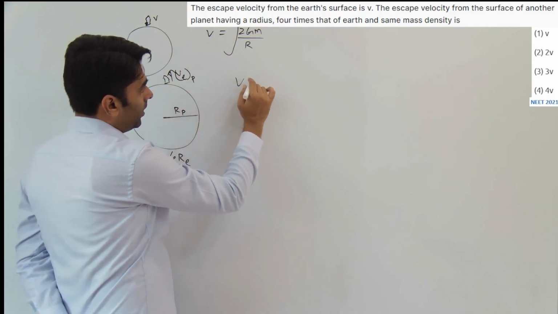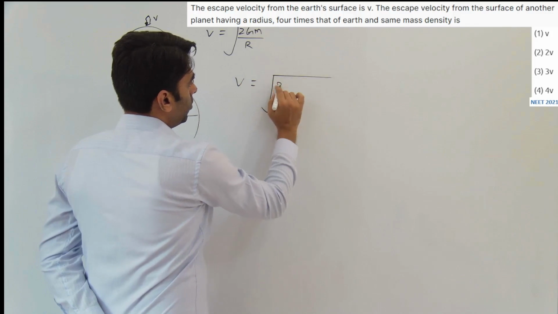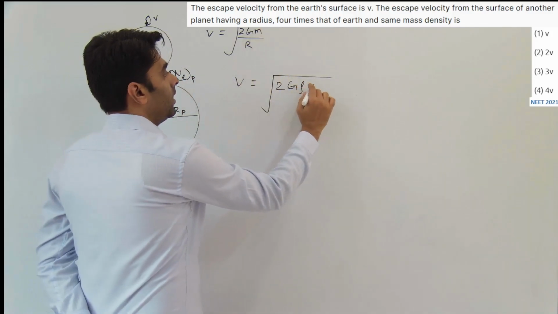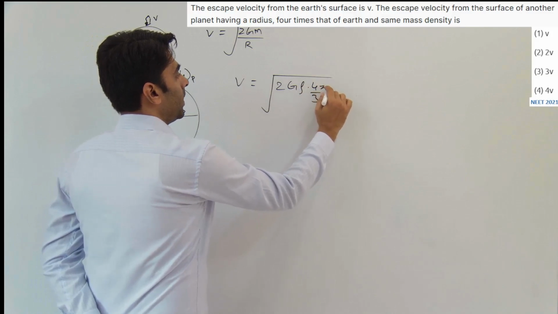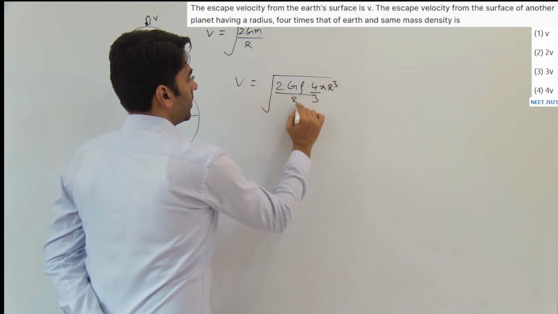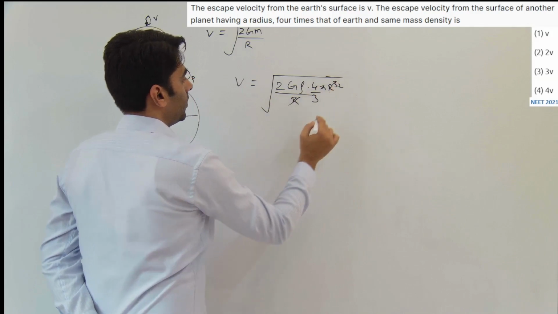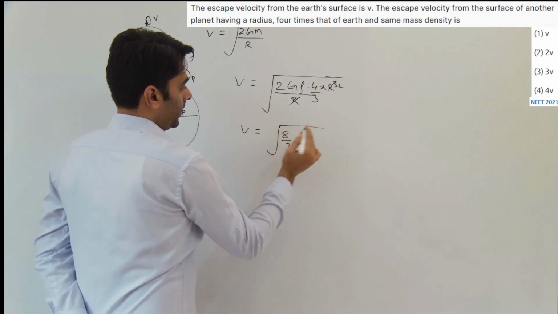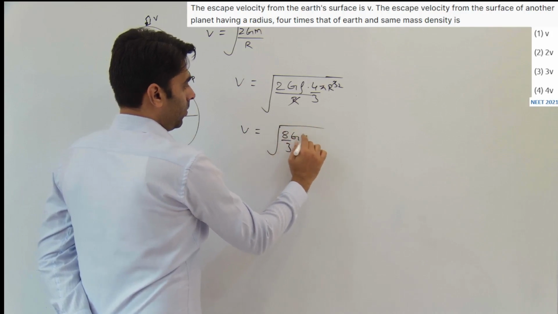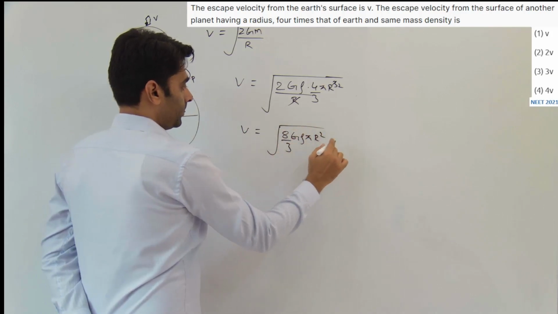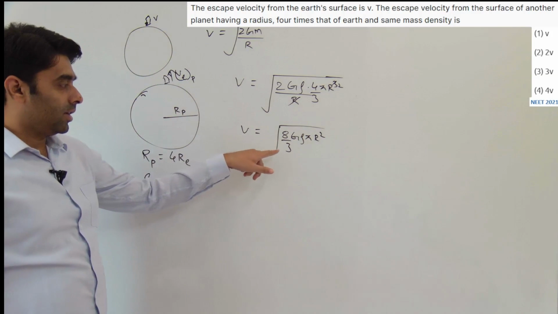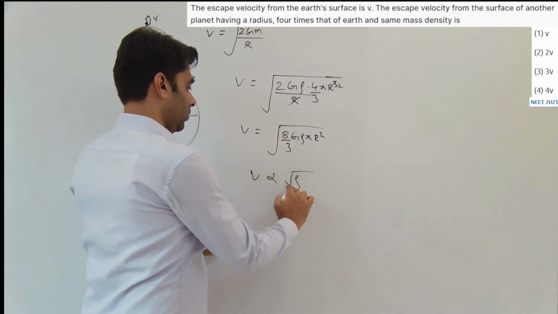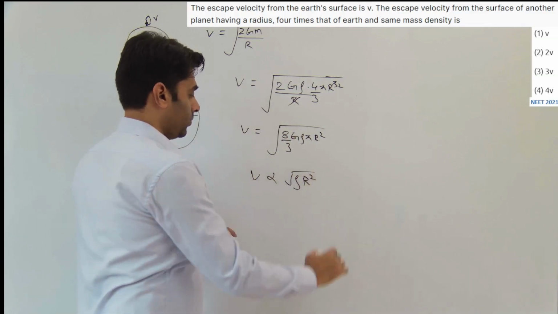How can we do it? V is equal to root over 2GM by r. Mass M can be written as density into volume, 4 by 3 pi r cube, divided by r. One r cancels, we will have r square. So the V value will come out root over 8 by 3 G rho pi r square. Okay, 8 by 3 G pi is constant, that means V is proportional to root over rho r square.